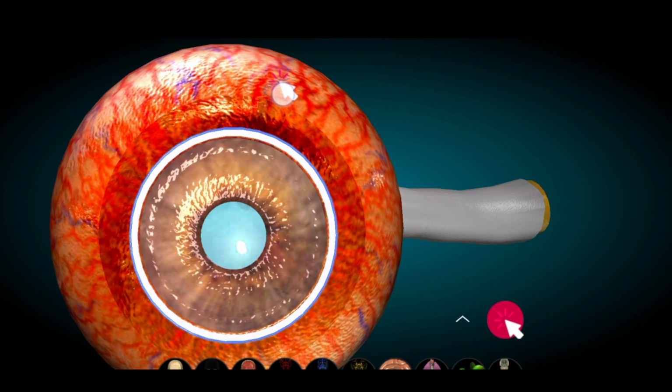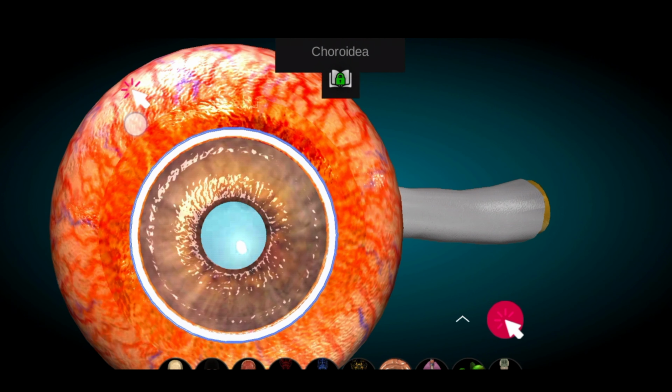Now these contain different types of pigment cells. Pigment cells help to prevent reflection within the eye, so that we can visualize any object clearly. If there were no pigment cells, it would be very harmful for us, because it would disturb the visualization.